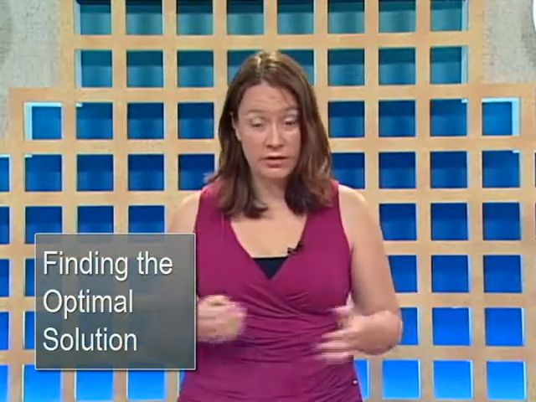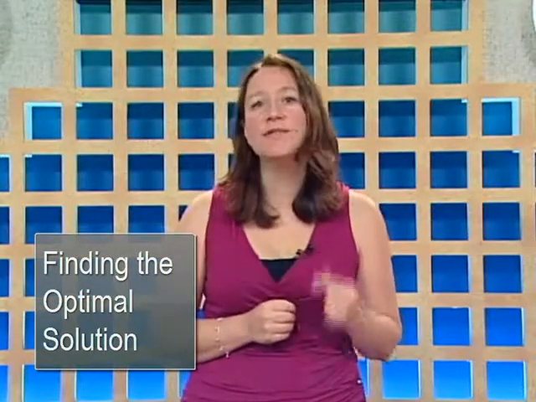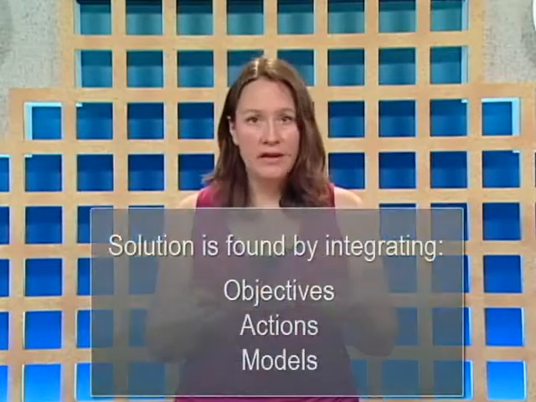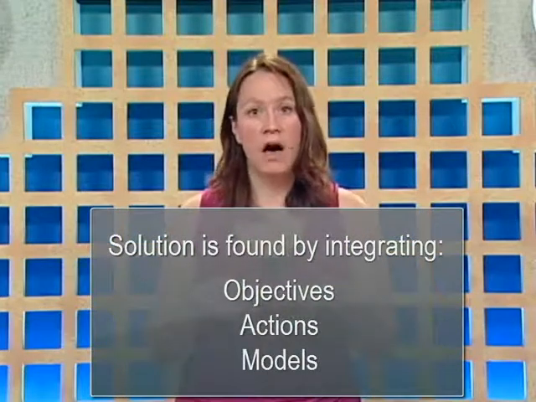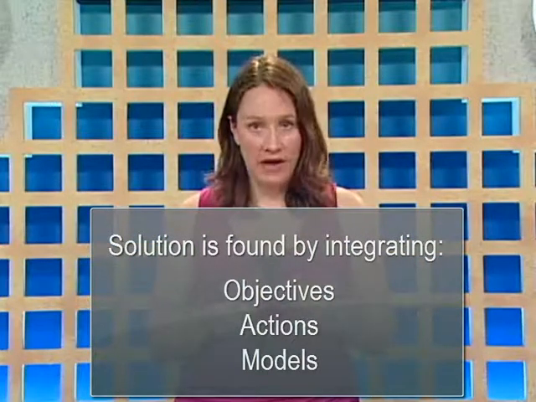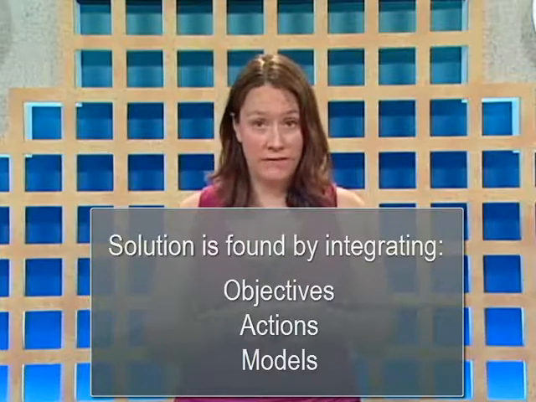Once we know these pieces, our objectives, our actions, and our predictions, or our models, we have to solve the problem. We have to look at our different options, our different alternative actions, and say, which one is the smartest? Which one is the smartest thing that we can do given where we want to go and given what we know about the system that we're trying to manage? So we find an optimal solution by integrating our objectives, our actions, our models to identify the action and its timing that best achieve the objectives.